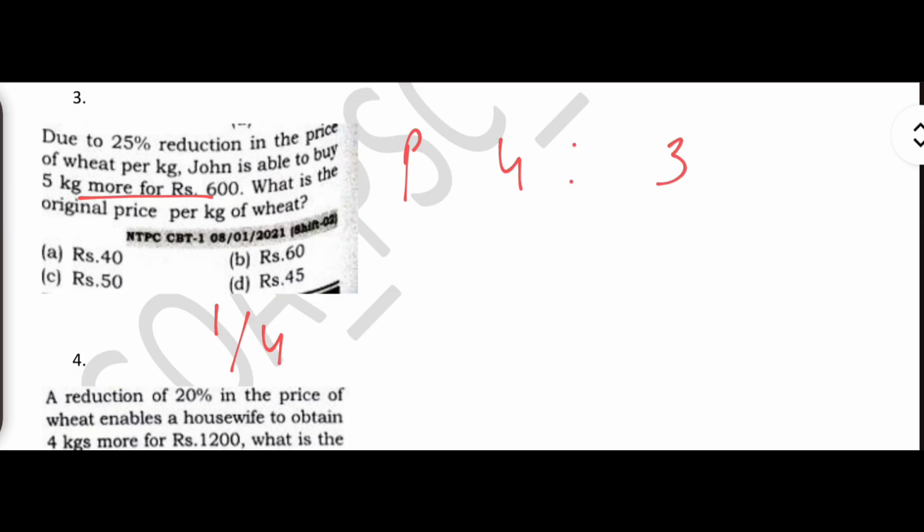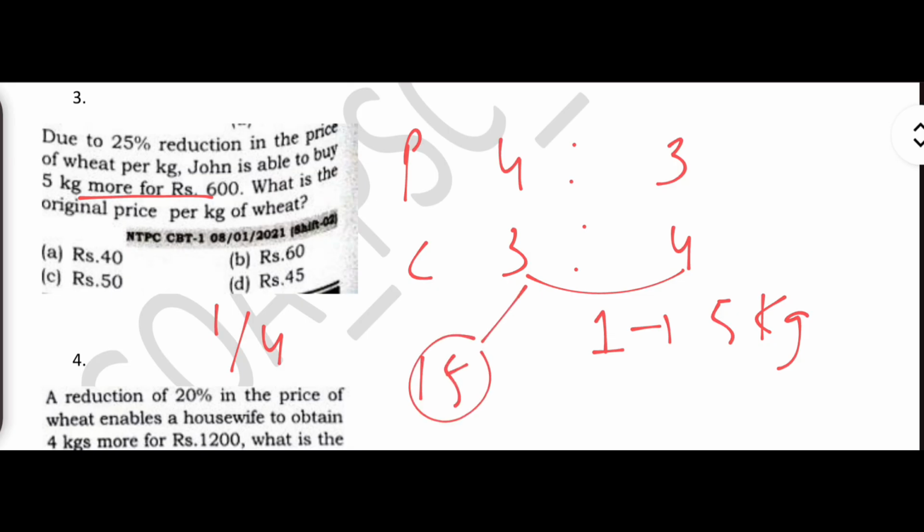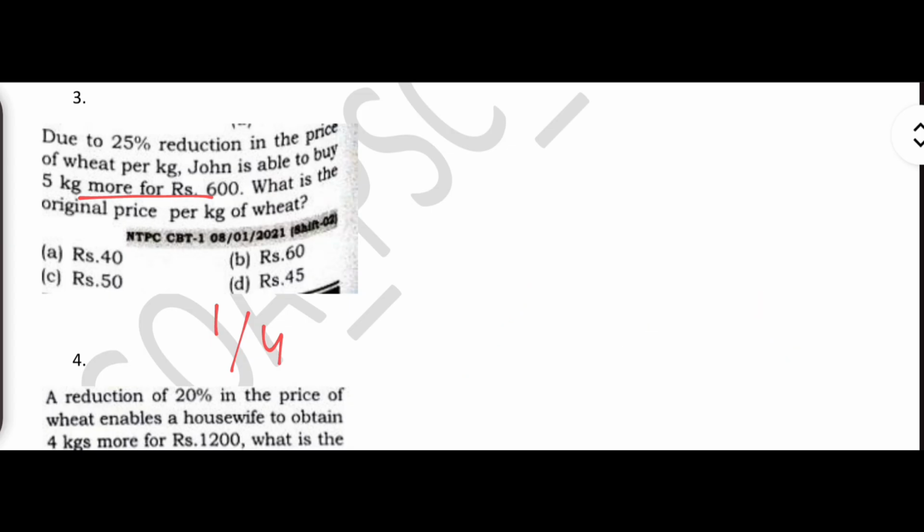Okay, since your expenditure is same, that is 600 is same, your consumption is inversely proportional, 3 by 4. And because the consumption became like this, we are able to buy 5 kg extra. 5 kg extra means 1 part is 5 kg. 1 part 5 kg, this will become 15 kg. This will become 20 kg. Okay, so what is the original price per kg of the wheat? This is your original price, means you have to do 600 divided by 15. Okay, 600 divided by 15 kg is 40 rupees.